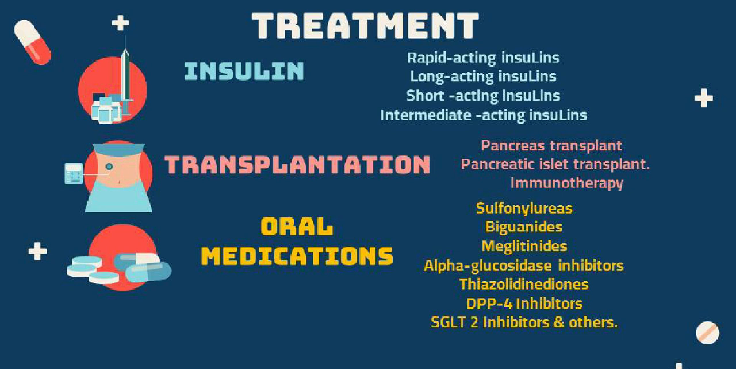Organ transplantation is also one of the treatment options for diabetes. Examples are pancreas transplant, pancreatic islet transplant, and immunotherapy. Oral medications are the widely used treatment for diabetic management and control. Different classes of drugs are given in different combinations as per the condition of the patient and type of diabetes. Some of the commonly used medications are sulfonylureas, biguanides, meglitinides, alpha-glucosidase inhibitors, thiazolidinediones, DPP-4 inhibitors, SGLT2 inhibitors, and others.